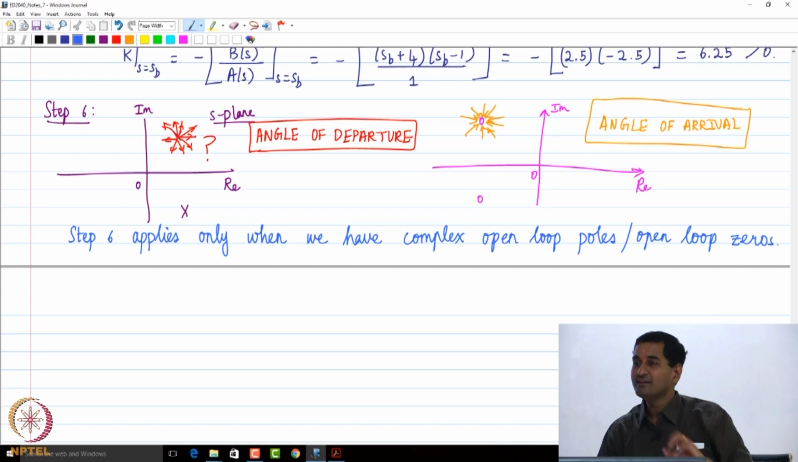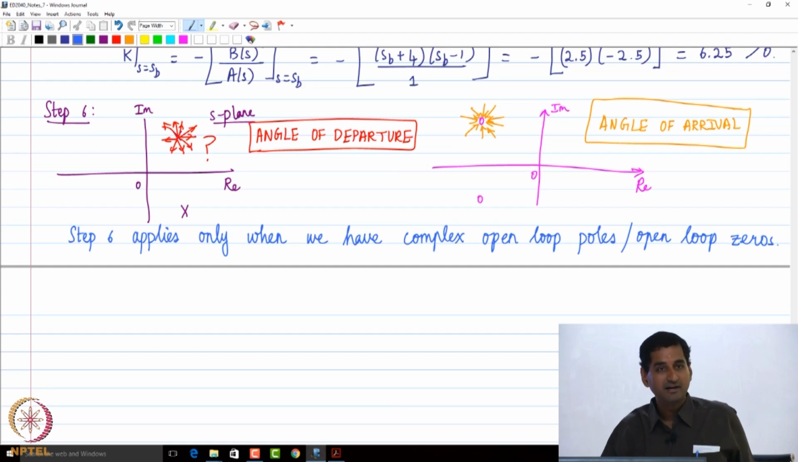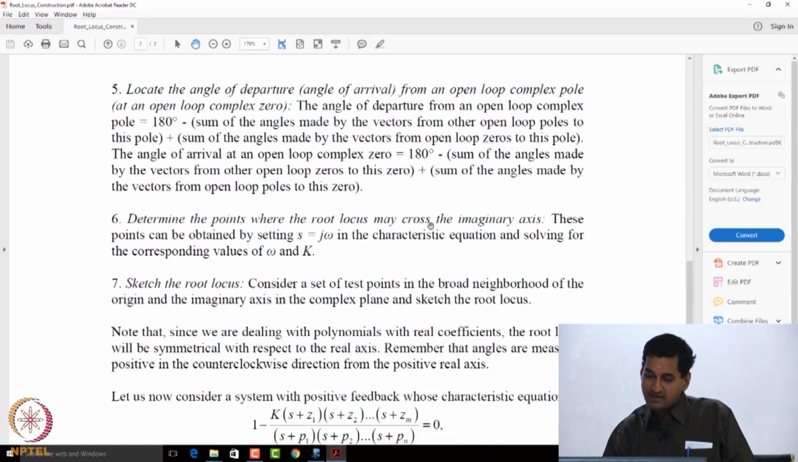But suppose you had a complex conjugate open loop pole or open loop zero pair, right? What do we do? How do we calculate the angle of departure and angle of arrival? That's what we are going to learn. Is it clear what is meant by angle of departure and angle of arrival? So with this understanding, we will go to this step and read through it.